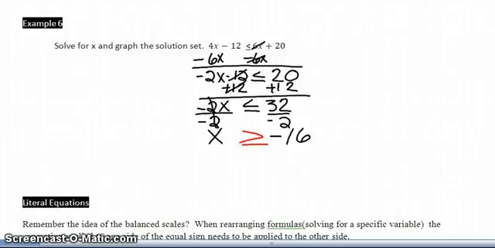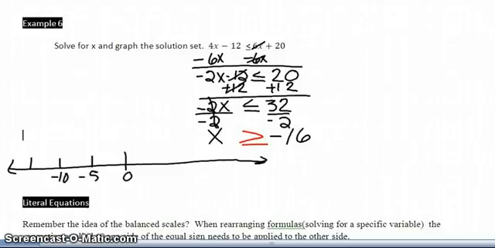In graphing that, I'm going to put my number line out. And am I going to use an open circle or a closed circle at negative 16? I'm going to use a closed circle because I have the equal sign. So I put a closed circle above negative 16, and greater than tells me to go to the right. Any number greater than or equal to negative 16 will keep this inequality true.